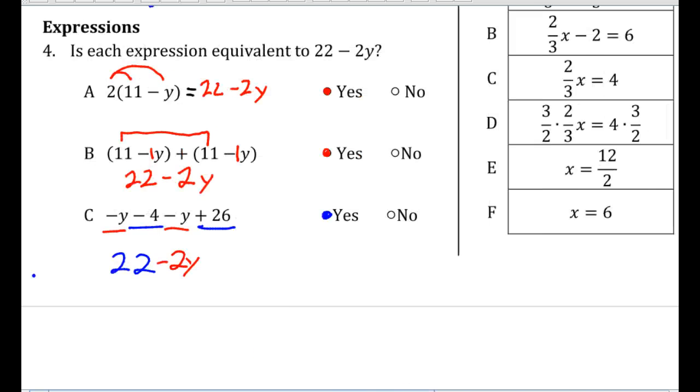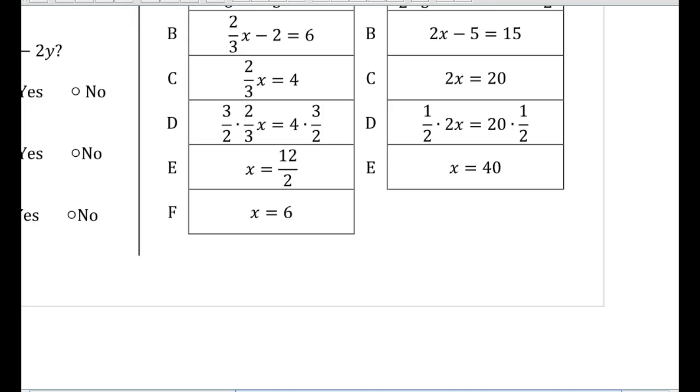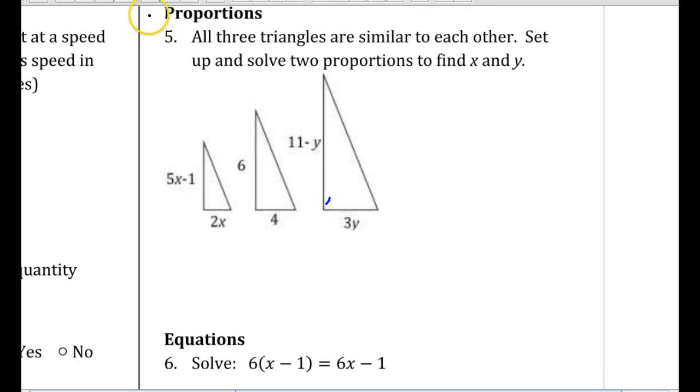Okay, let's continue with number 5. All 3 triangles, this is all proportion sections. So all 3 triangles are similar, which means same shape, different size to each other. Set up and solve 2 proportions to find x and y. So we've got to do 2 things. We've got to set up and solve.